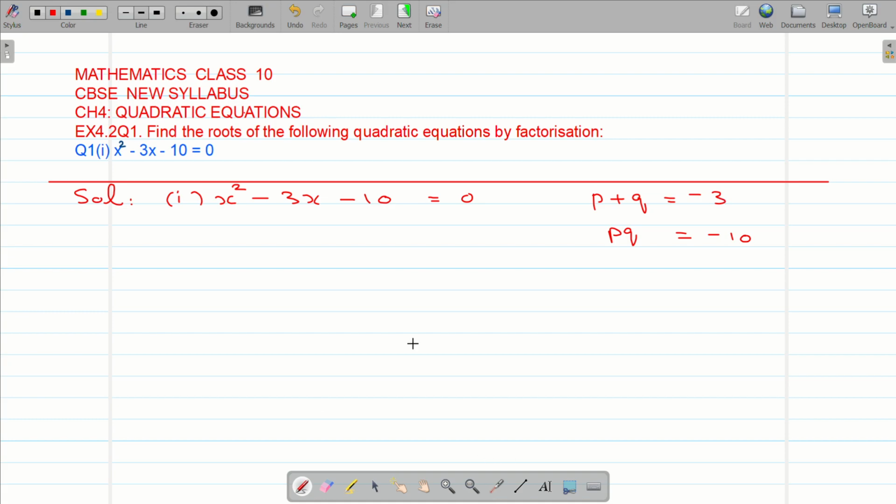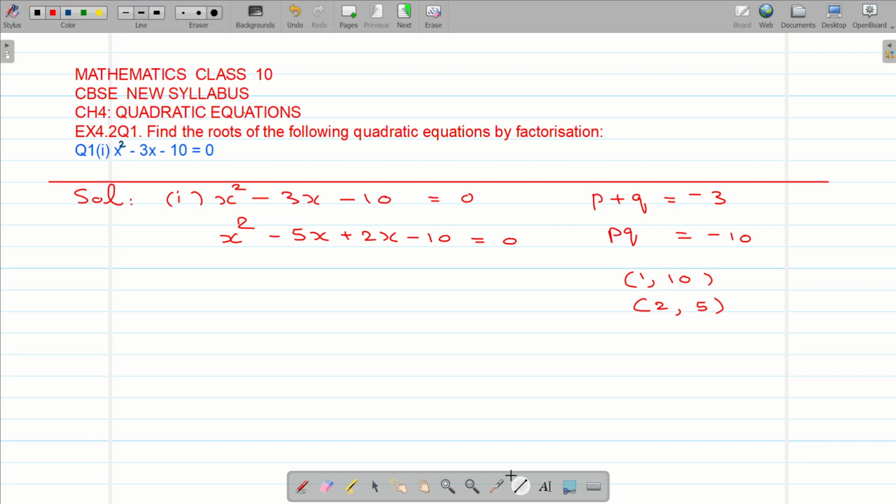Now the factors can be factors of 10: 1 and 10, the difference is not equal to 3, then 2 and 5, here the difference is 3. So the bigger number should be given the minus sign, that means it is going to be x squared minus 5x plus 2x minus 10 is equal to 0.